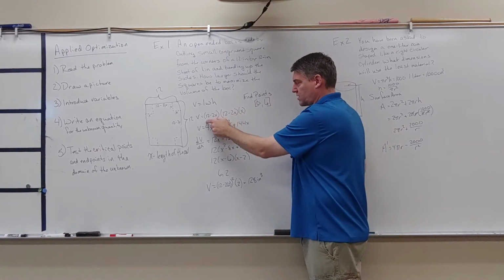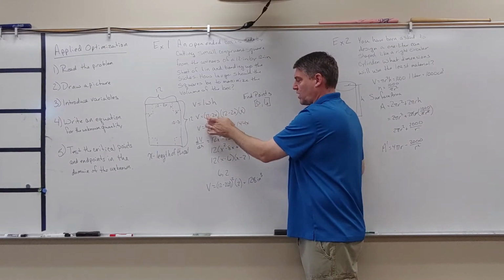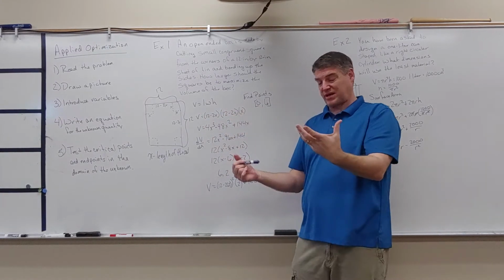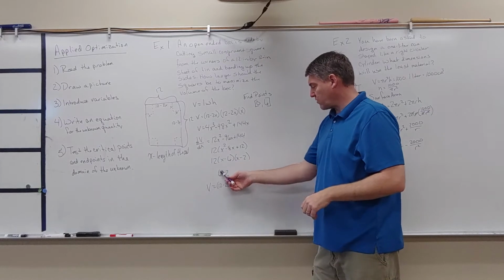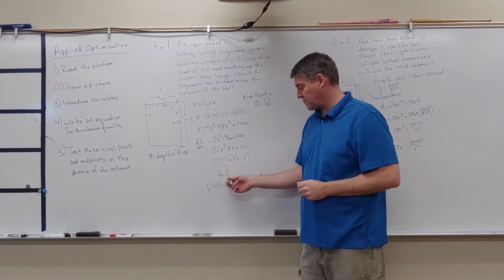If I plug in 0, I get 12 times 0, which is 0 again, so my volume is 0. So my critical value has to be at 2. Okay, so this has to be my maximization.